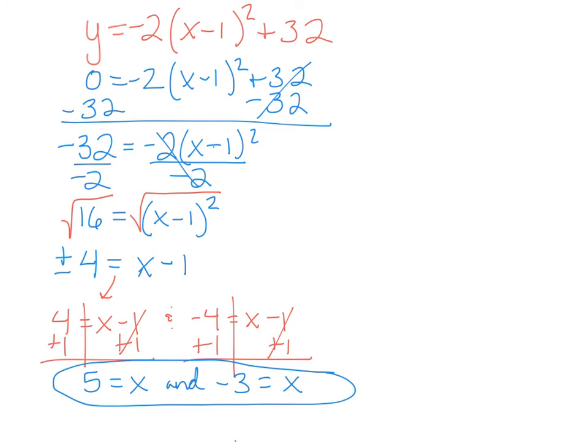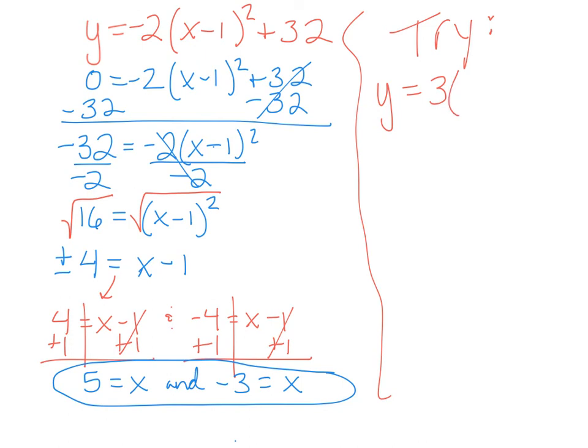I'm going to give you one to try. See how you do on that. Let's see here. So, try y equals 3 times the quantity x plus 6 squared minus 15.